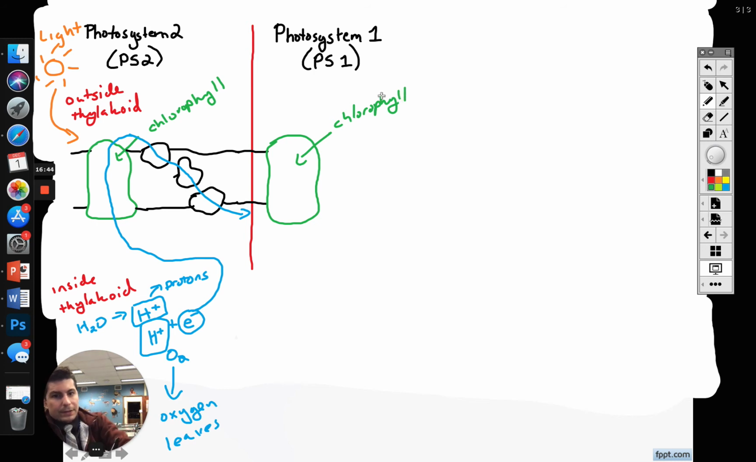So, there's our chlorophyll. We're going to have a random protein here. Then, we are going to have this protein. Oh, he's special. This is a great protein.